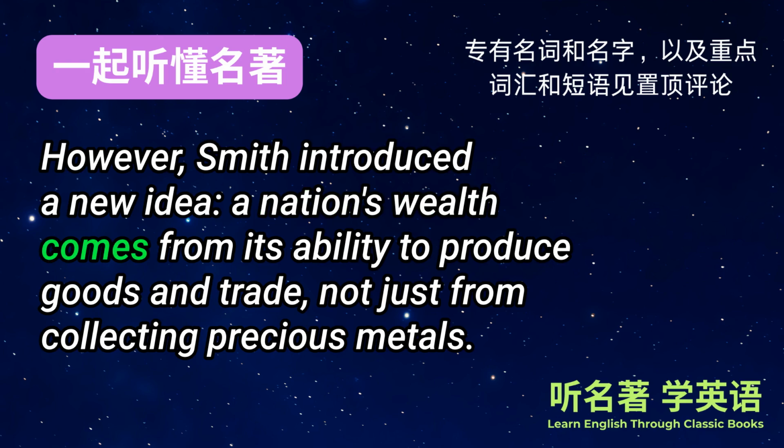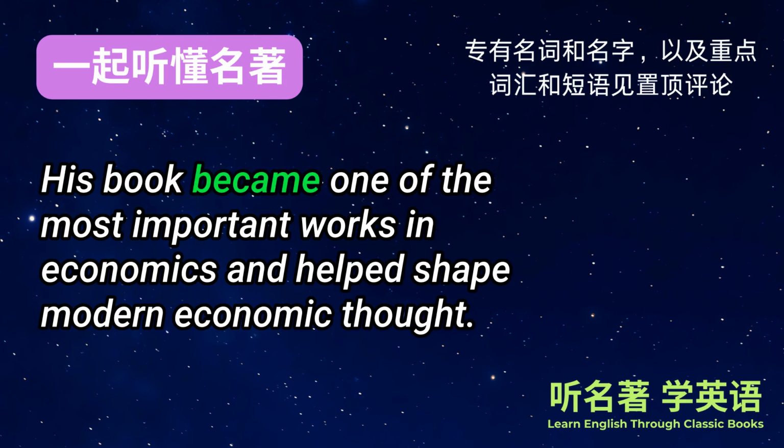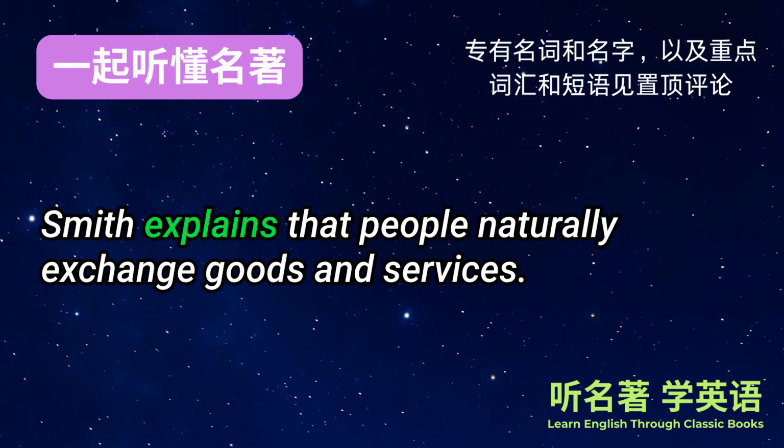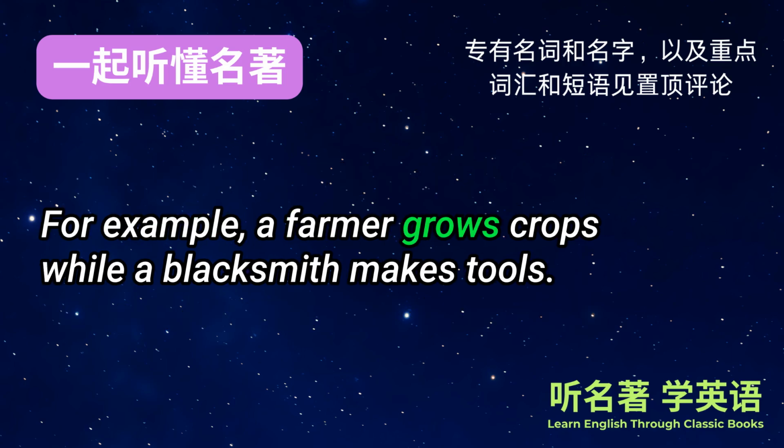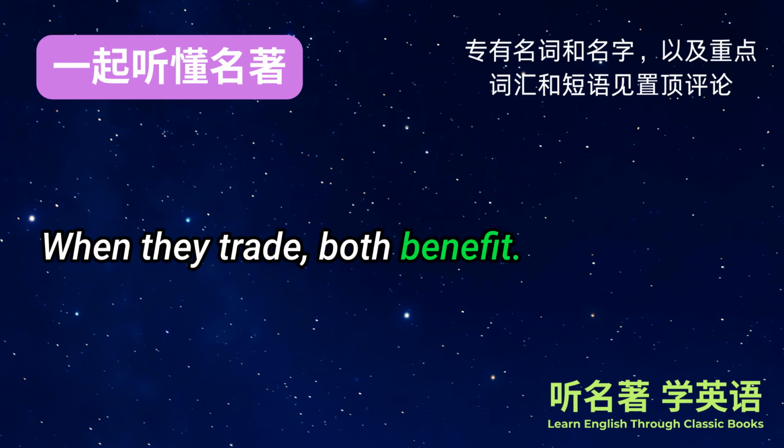A nation's wealth comes from its ability to produce goods and trade, not just from collecting precious metals. His book became one of the most important works in economics and helped shape modern economic thought. Smith explains that people naturally exchange goods and services. He introduces the idea of specialization, where people focus on making one product instead of trying to do everything themselves. For example, a farmer grows crops while a blacksmith makes tools. When they trade, both benefit.